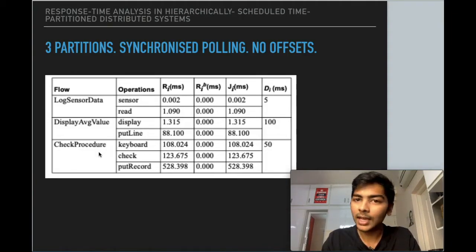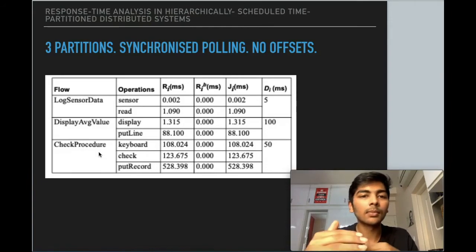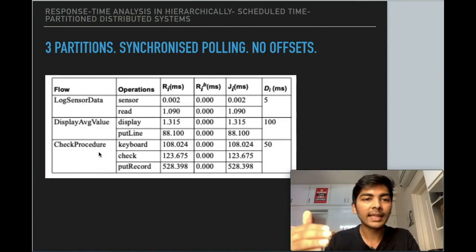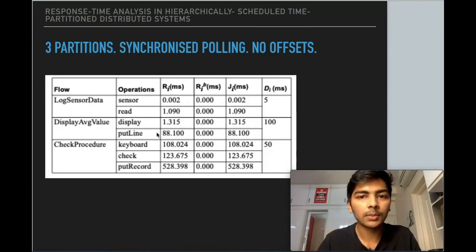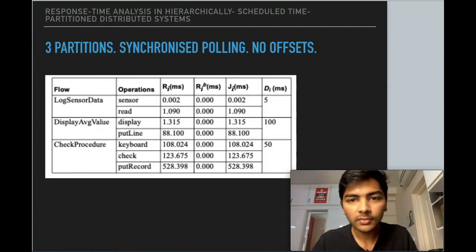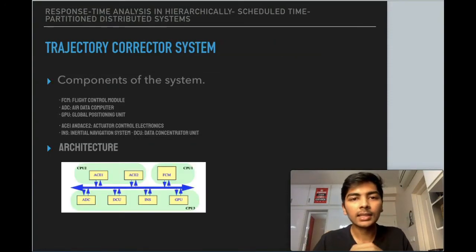Even in the other cases, the maximum sampling jitter requirement is satisfied, and if we have the one with particular offsets, we can also see some more improvements. That is currently not being explained in this presentation, to keep it short. So this was the first case study. The second case study is the trajectory corrector system.